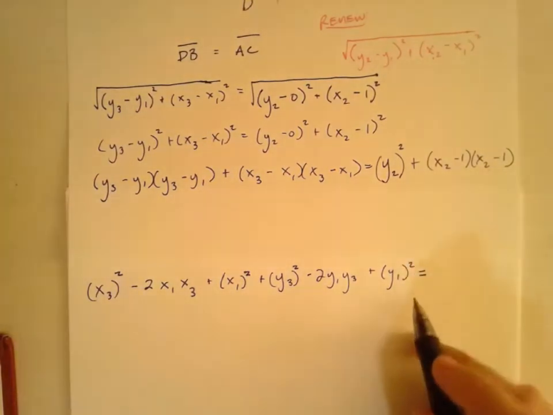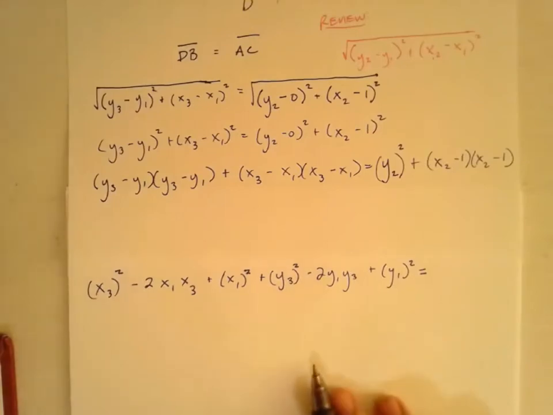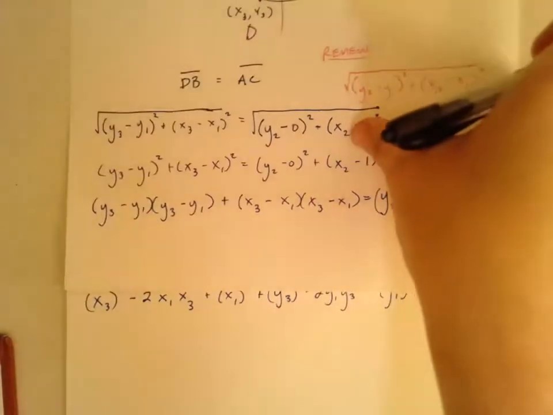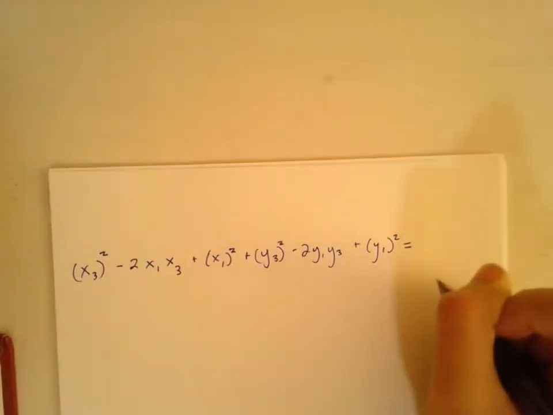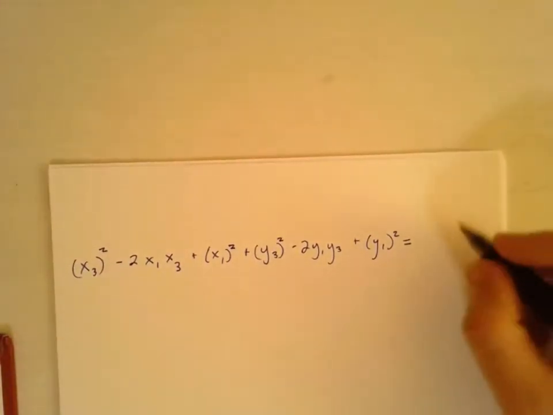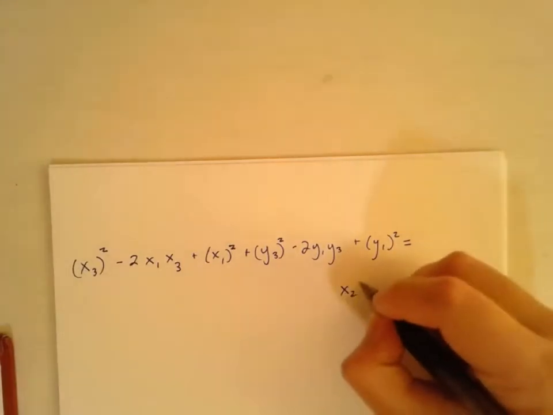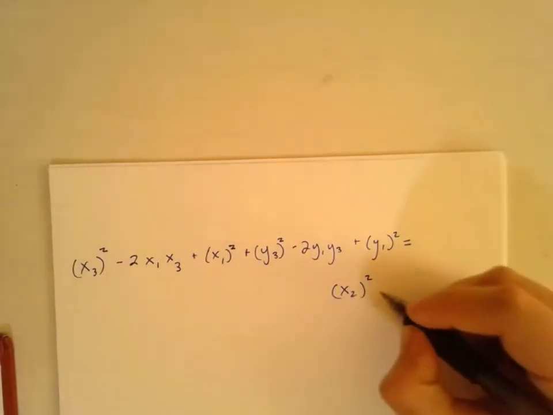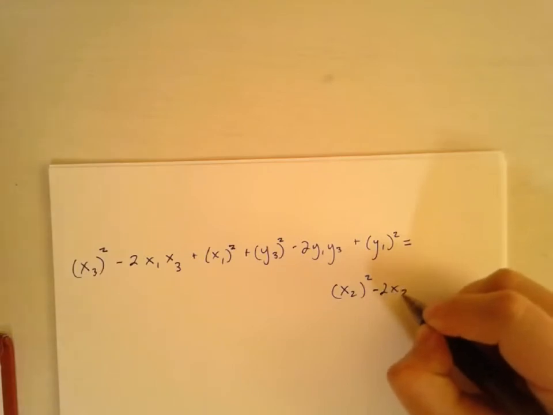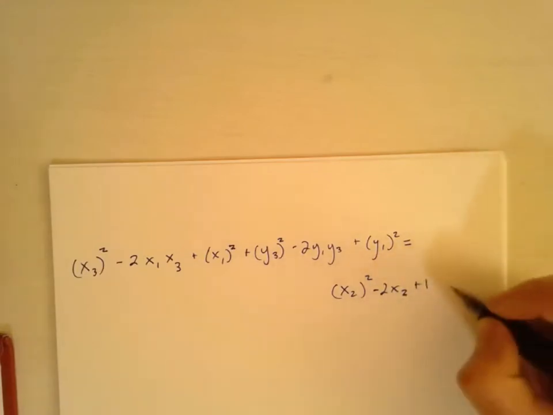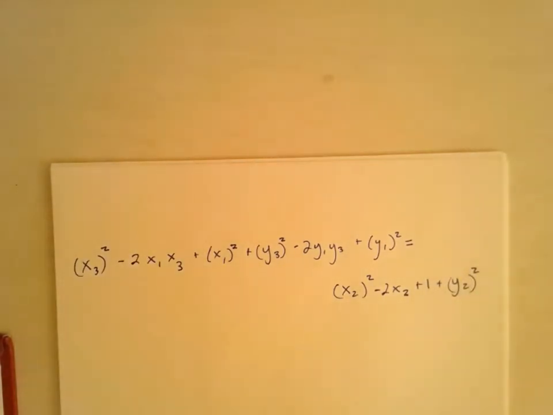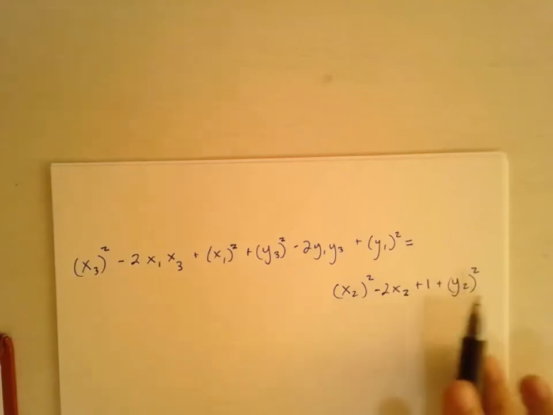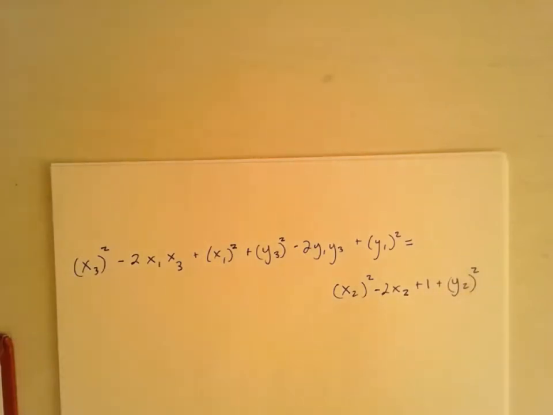Equals, and on the right side, I'm going to write kind of below this because I'm sort of running out of room on the paper here. On the right side, I'm going to get x sub 2 squared minus 2 x sub 2 plus 1 plus y sub 2 squared, right? That y sub 2 squared just kind of stays there. It gets tacked on at the end.